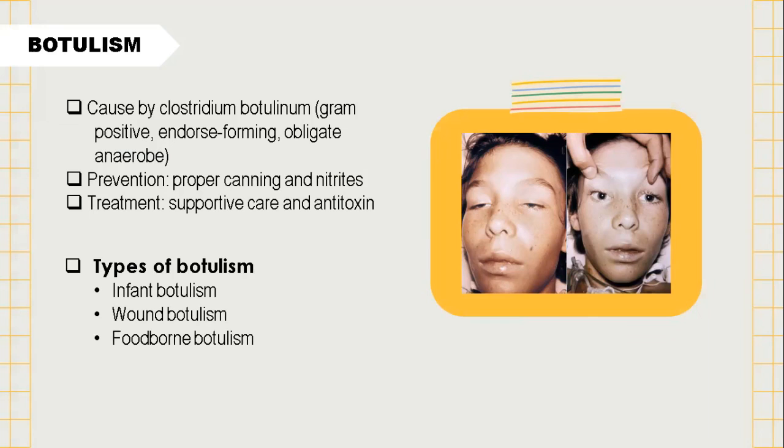So there are three types of botulism. First is infant botulism. It can happen if the spores of the bacteria get into infants. The spores grow and produce the toxin which causes illness. Next is wound botulism.